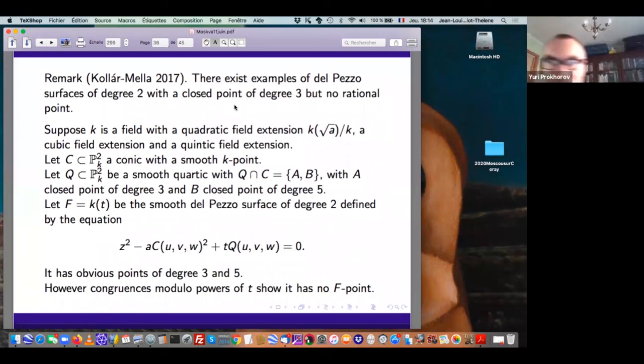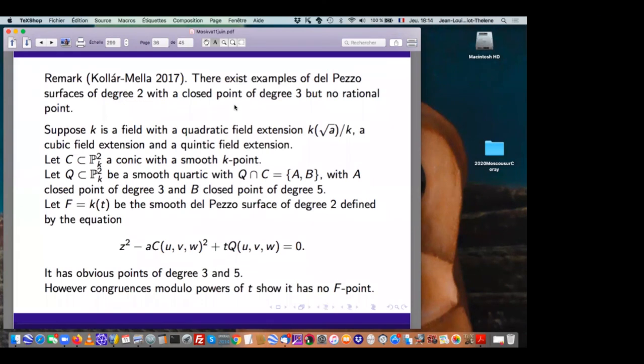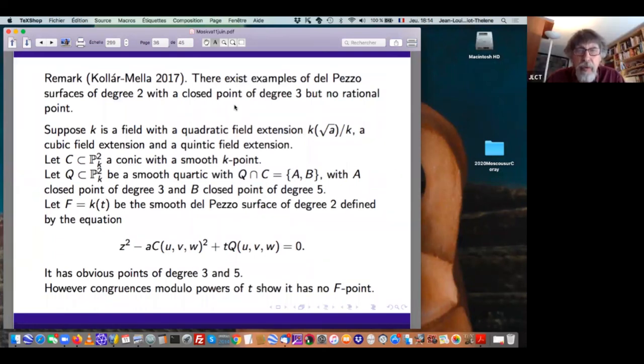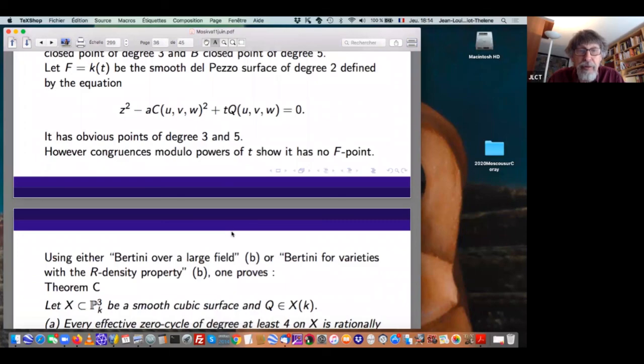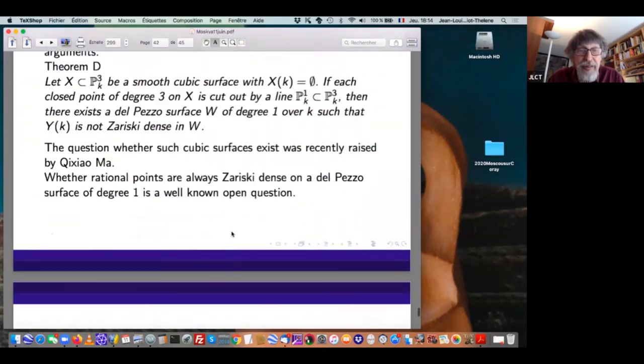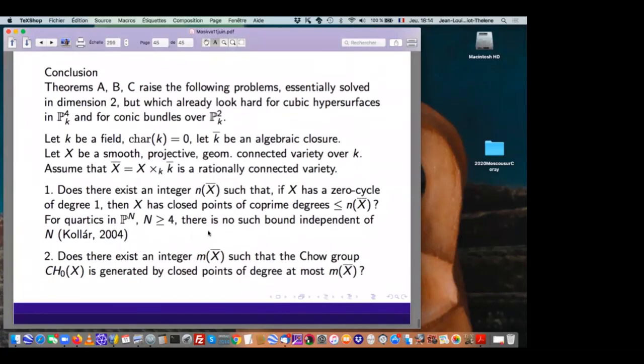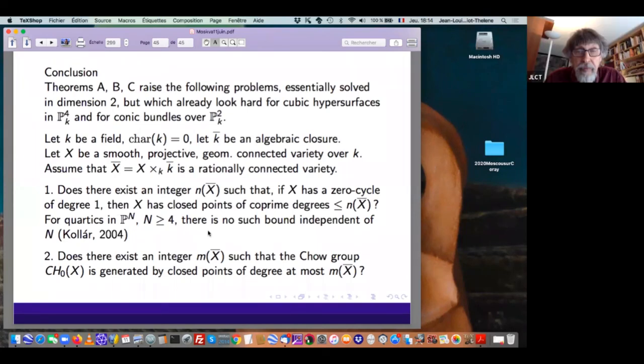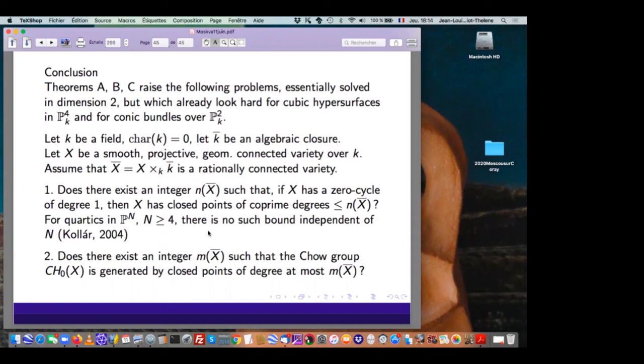Okay. And maybe the last question. You said that Kollár had this semi-counterexample for quartic hypersurfaces. Actually, it's not a counterexample to my question, but it's kind of a semi-counterexample. And what's the state of the art with high-dimensional cubics, if we just restrict to cubic hypersurfaces?